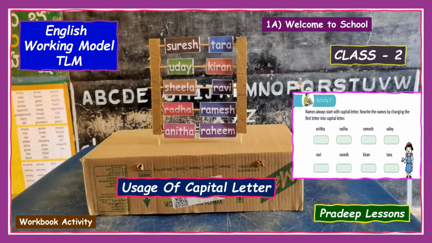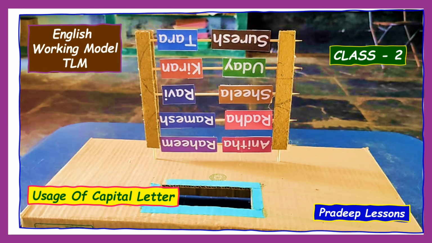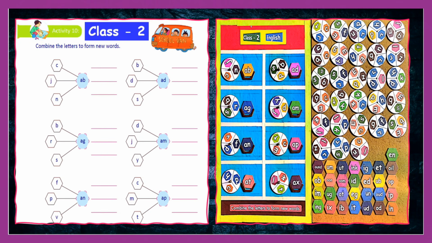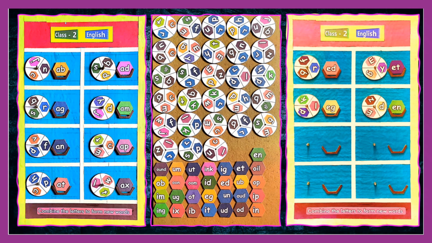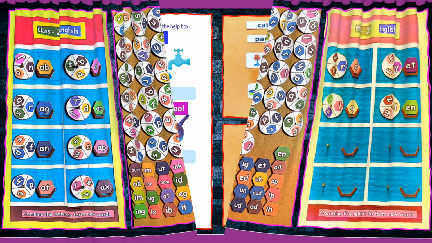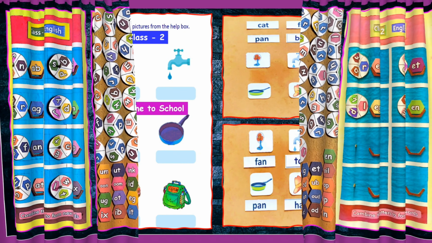Next, my teaching learning material usage of capital letter. This is front view of this. Next, my teaching learning material is combine the letters to form new words. This TLM can be used for complete class 2 textbook. You can replace these wheels and join or combine the letter to form new words.